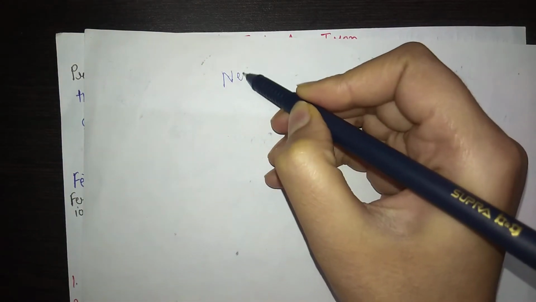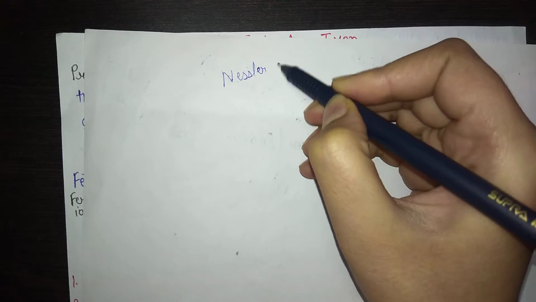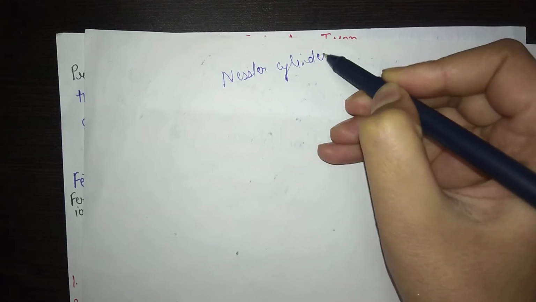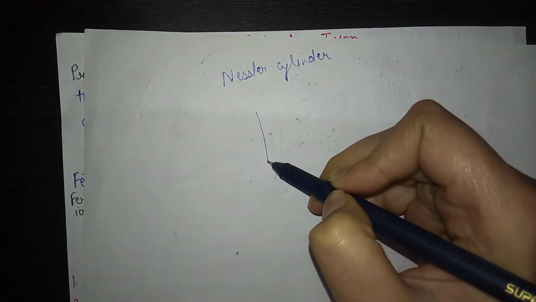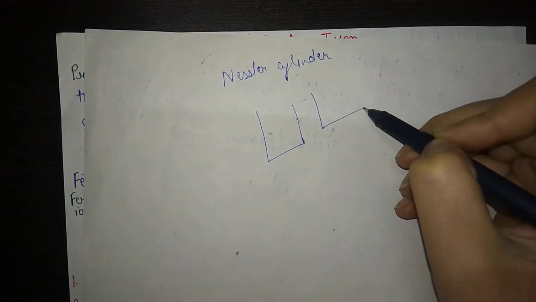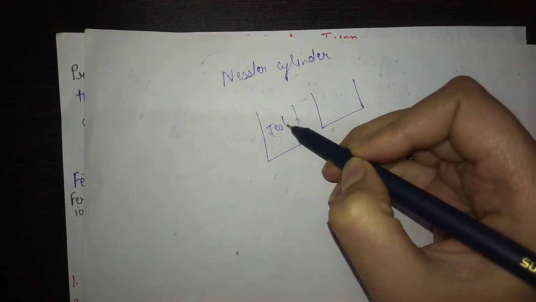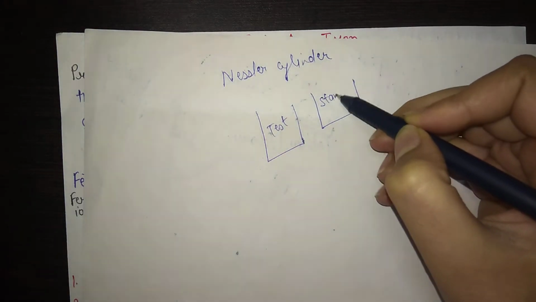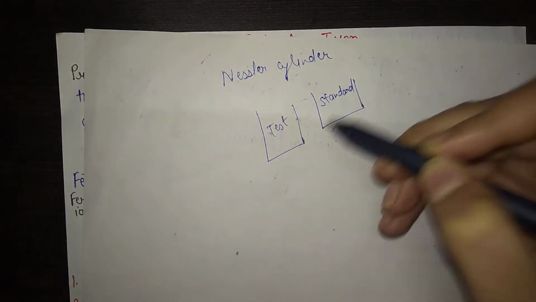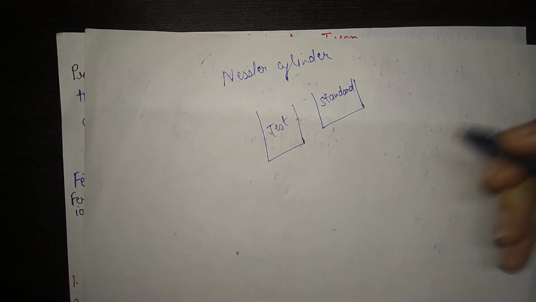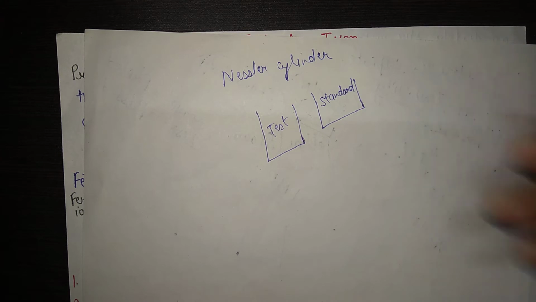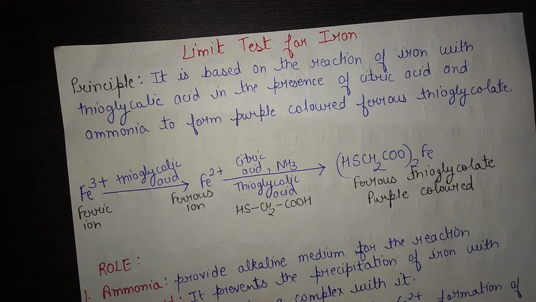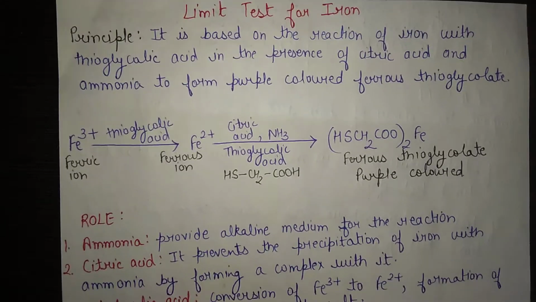We will take two Nessler cylinders, and in one Nessler cylinder we will prepare the test solution, in the other one we will prepare the standard solution. Then we will compare the turbidity of these two solutions and analyze our result, whether our limit test has passed or failed. Okay, so now let us begin with the limit test for iron.